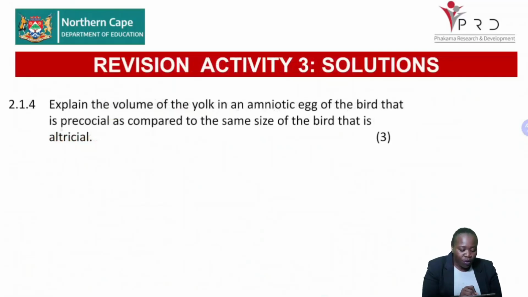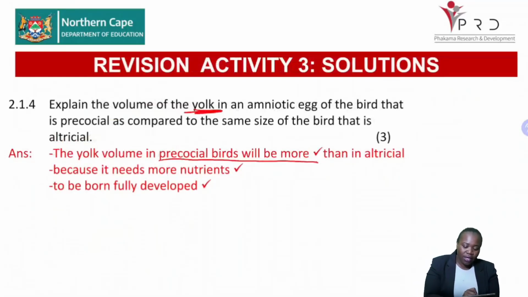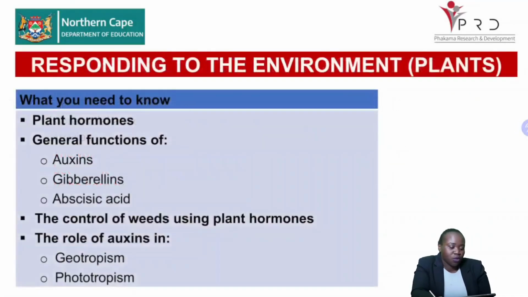Now, with precocial, they are well developed. It means that they received enough food during development, which means that the yolk was more than the yolk in the birds that are altricial, right? So the yolk volume in the precocial birds is more than the one in altricial because it needs more nutrients to be more developed. Remember, they are born fully developed, so they need more yolk.